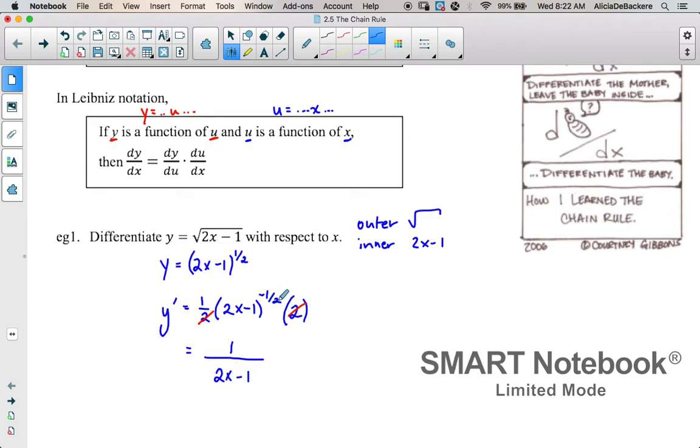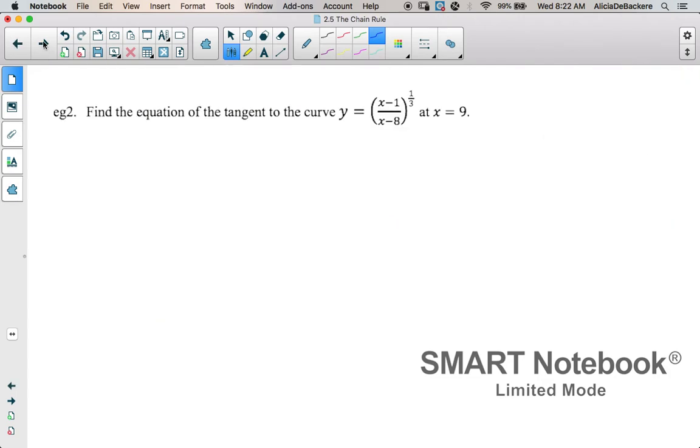And the 1/2 exponent tells me that it's a square root. And there I'm done. So in example 2, we're going to take a look... Oh, sorry, I lied. It's example 3. In example 2, we're going to find the equation of the tangent to the curve.